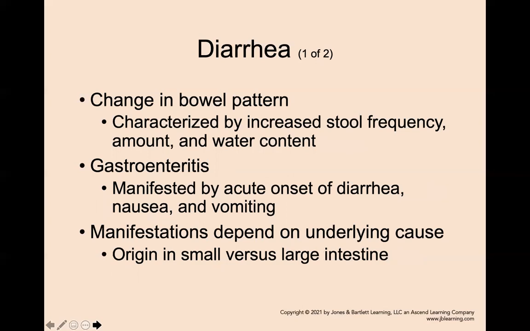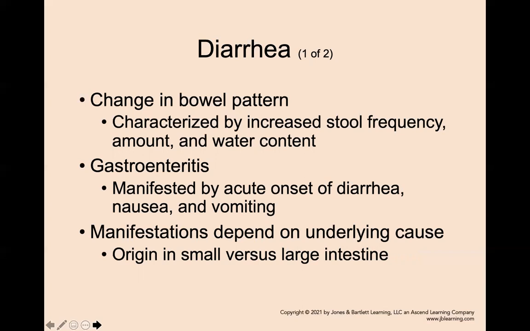Next, we're going to talk about disorders of the lower GI tract. We're going to start with diarrhea. This is a change in the bowel pattern that can be characterized by increase in stool frequency, amount, and content. Gastroenteritis is often seen as acute onset of diarrhea, nausea, or vomiting. This can be caused after something like food poisoning.